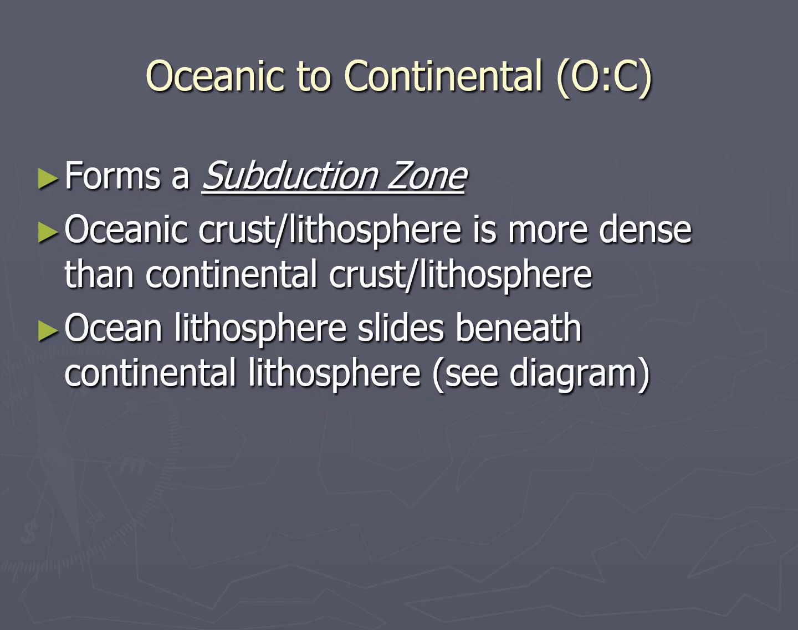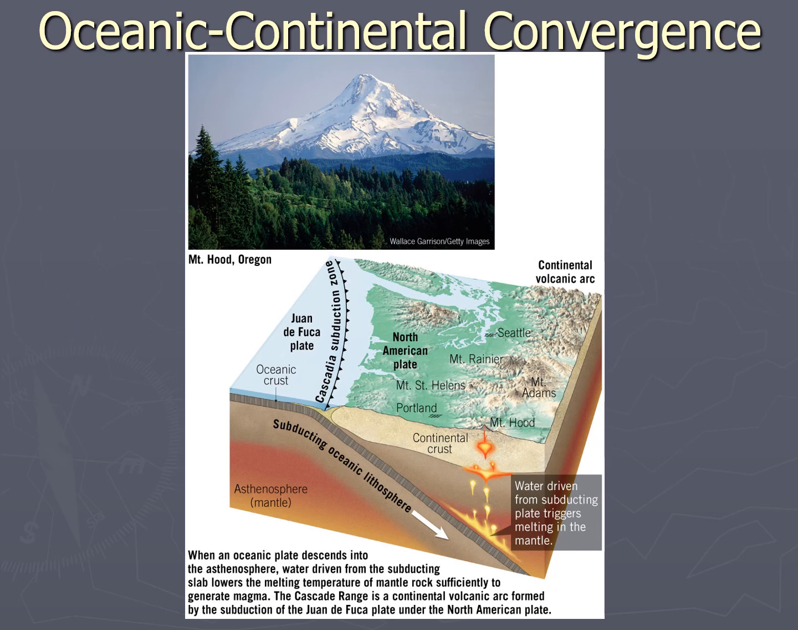Okay, so we're going to begin with ocean to continent. So when you have an oceanic plate smacking into a continental plate, this forms a subduction zone. What this means is that oceanic plate and crust is more dense than the continental plate and crust. Therefore, the oceanic plate is going to sink beneath the continental plate. I know that sounds crazy. How can that happen? Oh, it happens. We're going to see a drawing. Here you go. Here's a great drawing of the Juan de Fuca oceanic plate sinking beneath the North American continental plate.